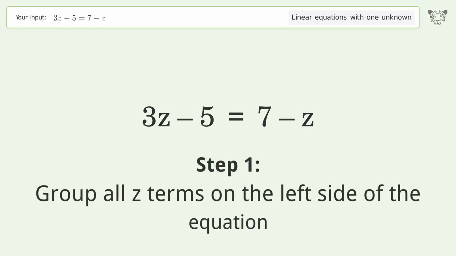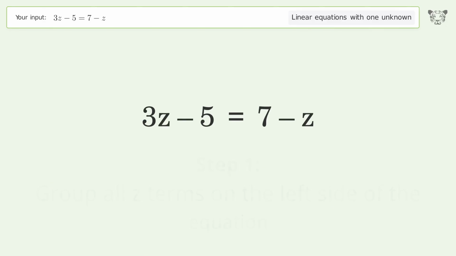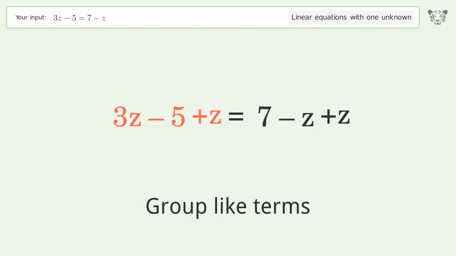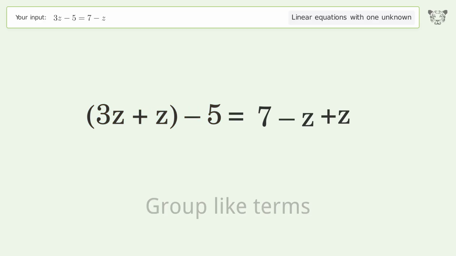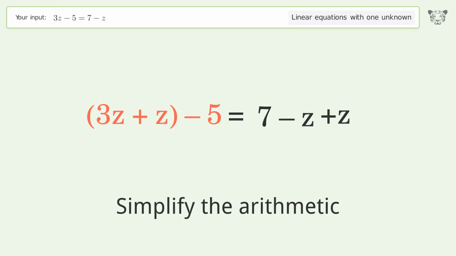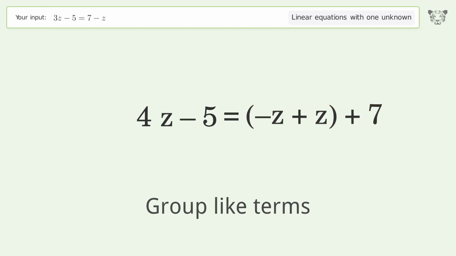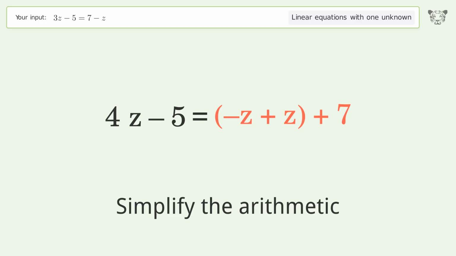Group all z terms on the left side of the equation. Add z to both sides. Group like terms. Simplify the arithmetic. Group like terms. Simplify the arithmetic.